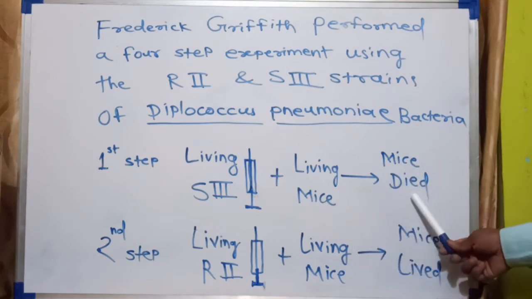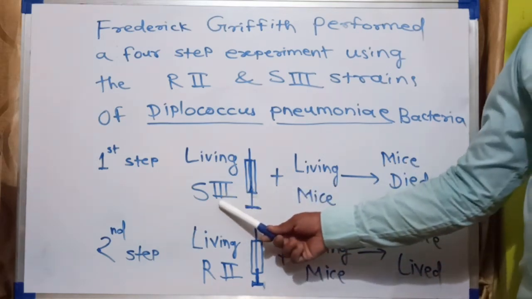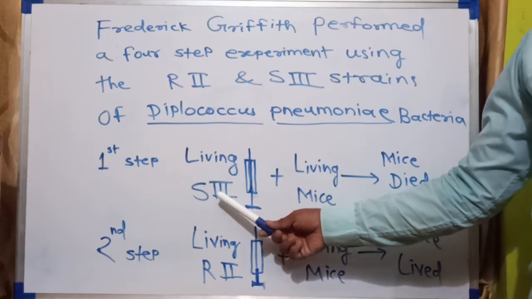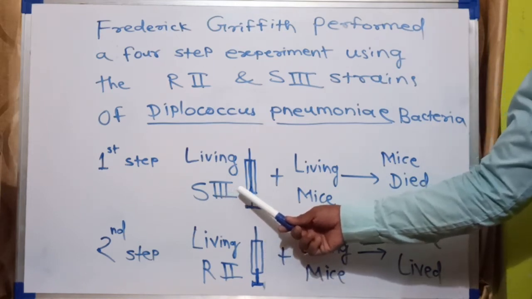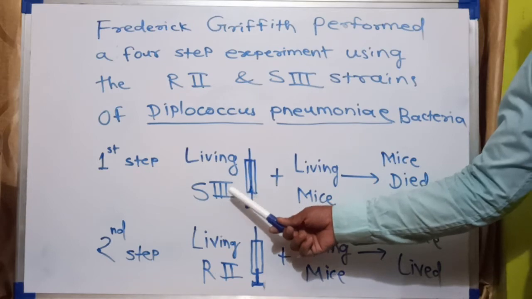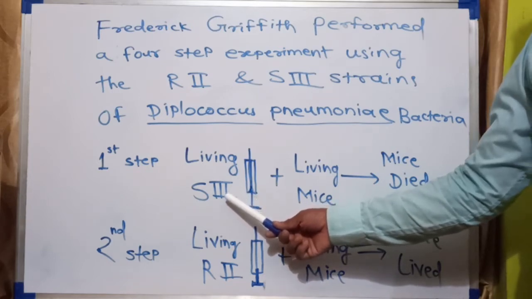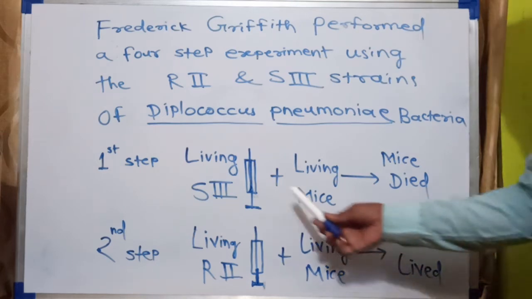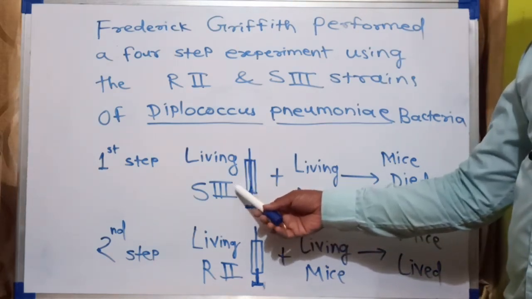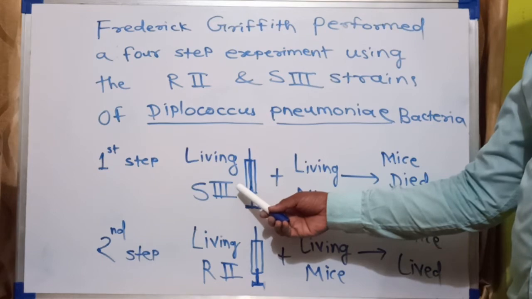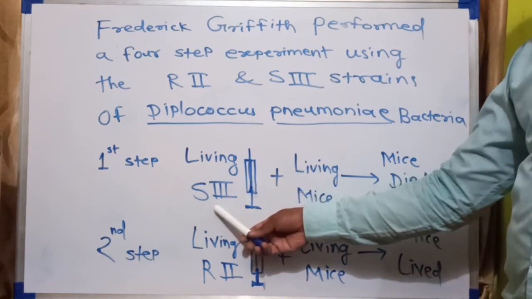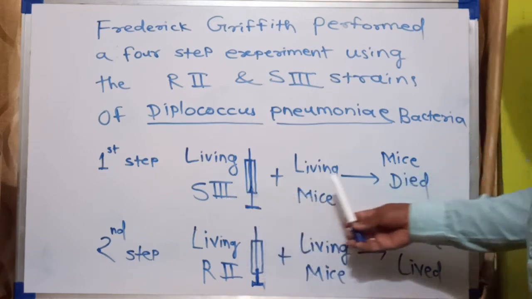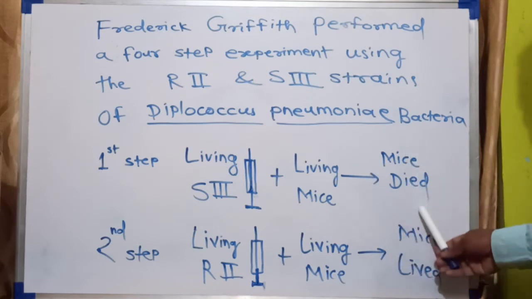The mice died because the S3 cells were capsular cells and the capsule has D amino acid, which is very lethal for the immune system of mice. So due to the capsular activity, the phagocytic cells were unable to kill S3 and the S3 infected the mice, due to which mice died.